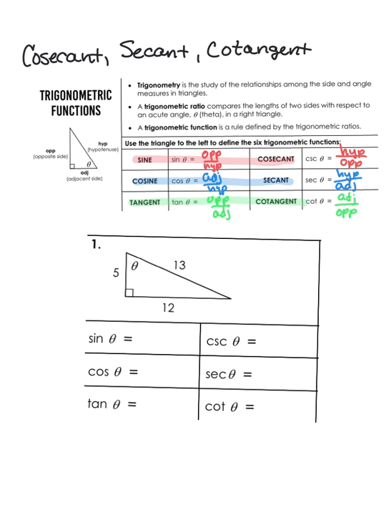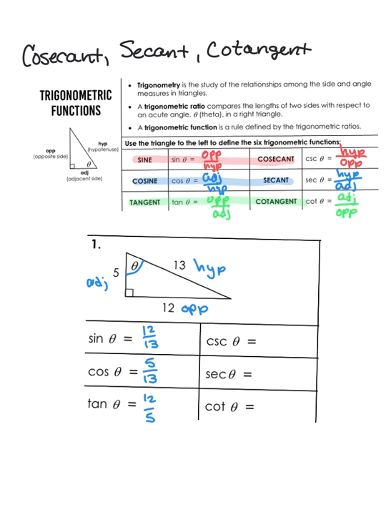Okay, so what we're going to do is we're going to start by identifying the adjacent, opposite, and hypotenuse of theta. So based on theta, 12 is the opposite, 5 is the adjacent, and 13 is the hypotenuse. Remember, the sine is opposite over hypotenuse, so 12 over 13. The cosine is adjacent over hypotenuse, so 5 over 13. And the tangent is opposite over adjacent, so 12 over 5.